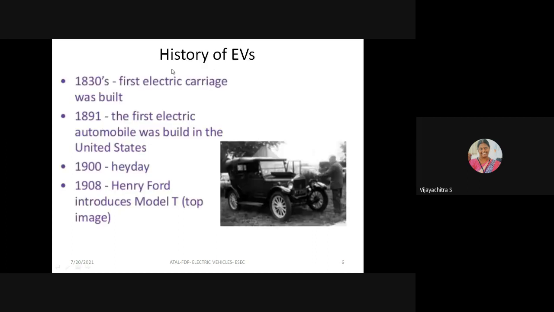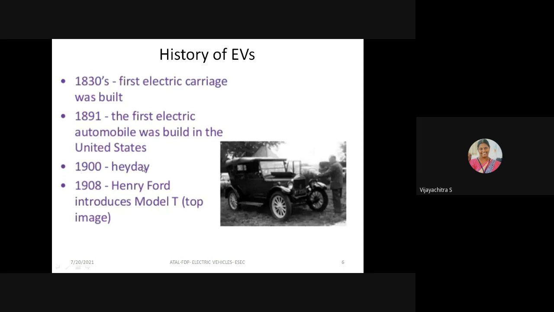So when did electric vehicles evolve? What is the basic history behind electric vehicles? In the year 1830 itself, the first electric carriage was built. So this is the first electric carriage. See, there is a battery at the bottom. The power is stored in that battery, and with that the vehicle was run. So this evolved during the year 1830 itself. After that, during the year 1891, the first electric automobile was built in the United States.